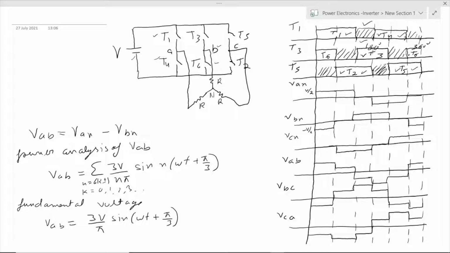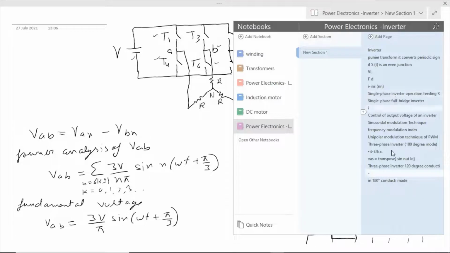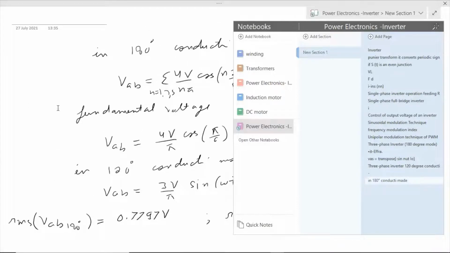This is the same for all the 3 legs. So this is the one added advantage of using a 120-degree conduction.